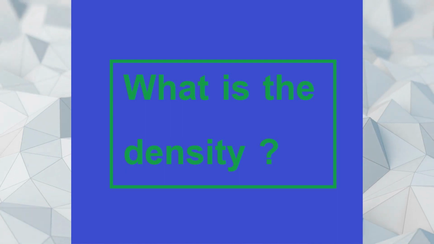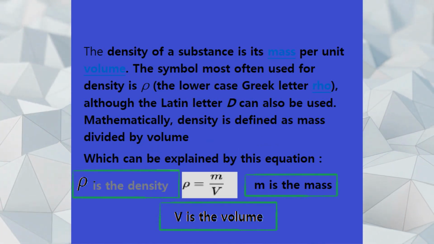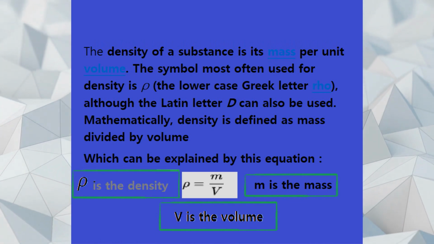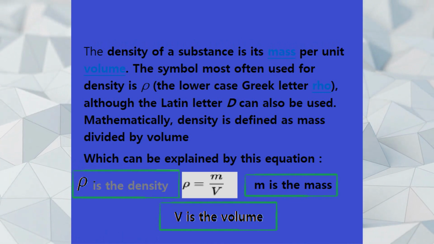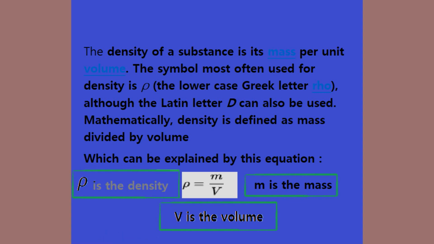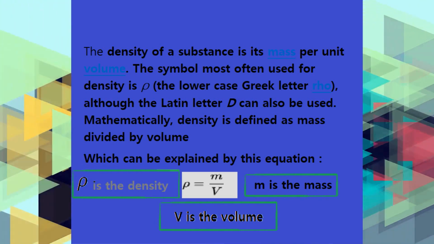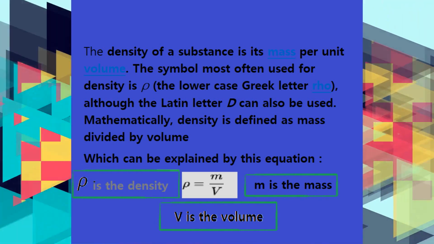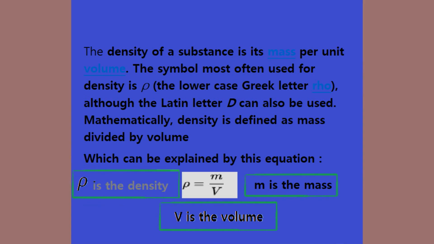What is density? The density of a substance is its mass per unit volume. The symbol most often used for density is ρ, the lowercase Greek letter rho, although the Latin letter d can also be used. Mathematically, density is defined as mass divided by volume, which can be explained by this equation: ρ = m/v, where ρ is the density, m is the mass, and v is the volume.